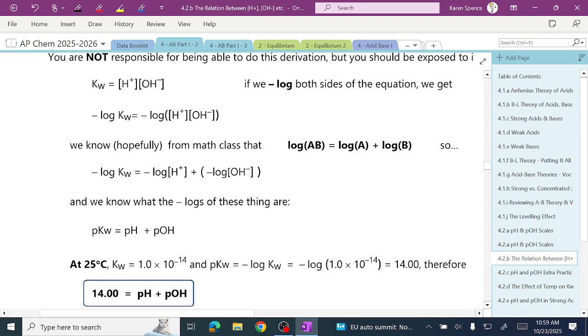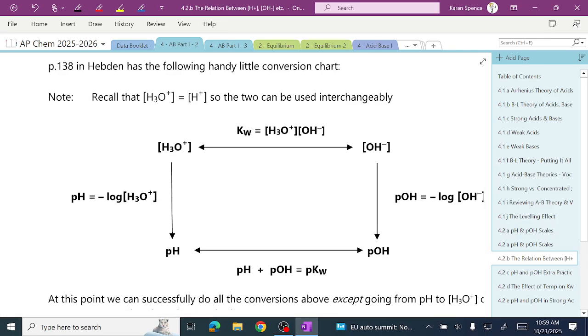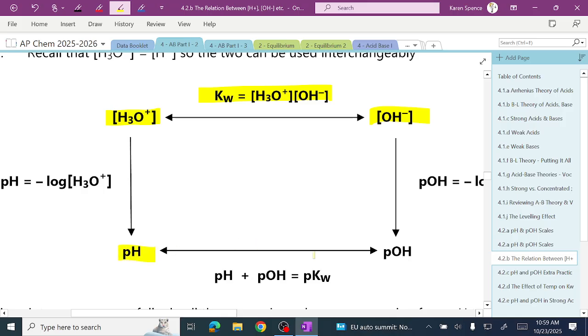Here's the derivation. We did that the other day. We're not going to do that. Here is a handy little chart that is given in Hebden. So you can go back and forth between H3O plus and OH minus using Kw. Is that top part okay? Yes? Okay. We can go back and forth between pH and pOH using pH plus pOH equals pKw, which is 14, and this is 1.0 times 10 to the negative 14.